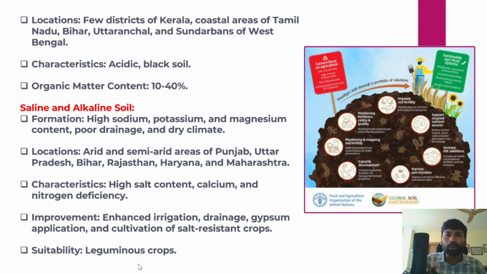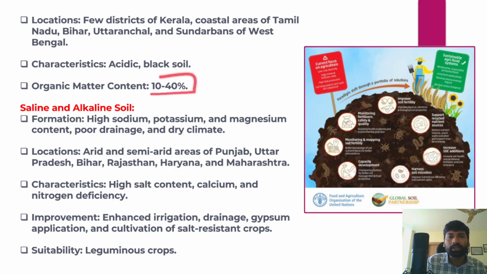Okay, so they are located in a few districts. A few locations, for example in Kerala, the backwaters of Kerala, where we can see these peaty soils, and the coastal areas of Tamil Nadu, Bihar, Uttaranchal and the Sundarbans of West Bengal. See, the Sundarbans of West Bengal are very famous for these marshy soils or peaty soils, where we can find the Sundarban mangrove forest, right? So these are the areas where we can find these peaty soils. Now when we talk about the characteristics of these peaty soils, they are very acidic and the soil is also black in color, and the organic matter content is very high in these peaty soils.